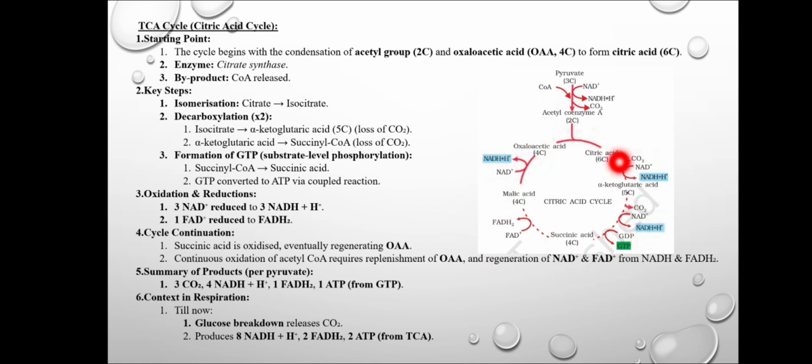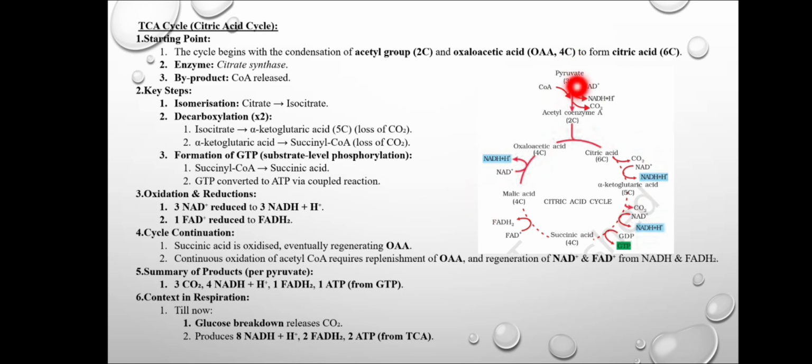So overall, if we see the entire cycle, in one citric acid cycle we can clearly see that there is a formation of 3 NADH, there is formation of 1 FADH, and there is formation of 1 ATP, which is from GTP. So here one line is given in NCERT for the cycle continuation, that is, succinic acid is oxidized, eventually regenerating oxaloacetic acid, and continuous oxidation of acetyl coenzyme A requires replenishment of oxaloacetic acid and regeneration of NAD+ and FAD+ from NADH and FADH.